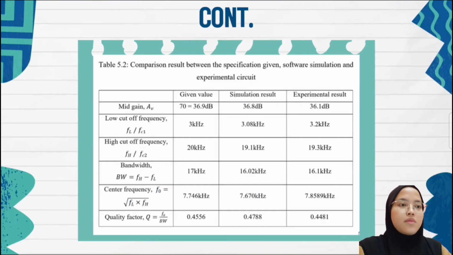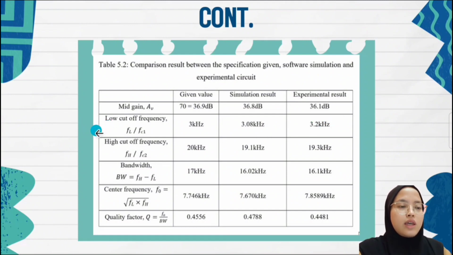Next, we're going to take a look at the comparison between the specification given, which is the theoretical value, the software simulation value, and the experimental value. First of all, the mid-gain value of the given or theoretical value is 70 unitless, or 36.9 dB. As for the simulation value, we get a mid-gain equal to 36.8 dB. And as for the experimental value, we get a mid-gain equal to 36.1 dB.